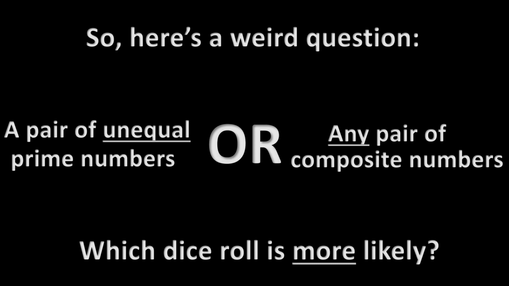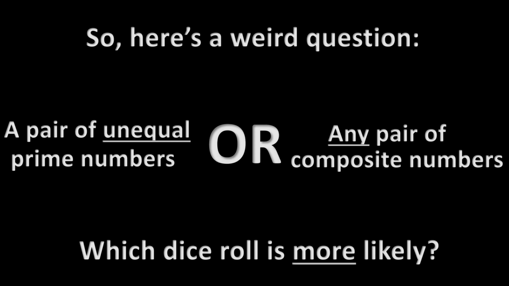Somebody wants to know which is more likely, a pair of unequal prime numbers or any pair of composite numbers. To remind you, prime numbers are numbers that you can only divide by themselves and 1. 2 is a prime number, 3 is a prime number, 5 is a prime number. 1 should be a prime number, but often gets pulled from the list. It's a thing that people can argue about and yell at me about later, but right now we're not including 1. It's just 2, 3, and 5, but they can't be equal.